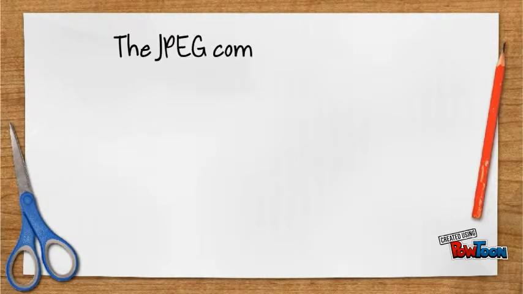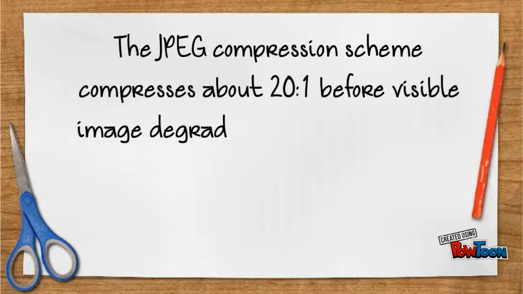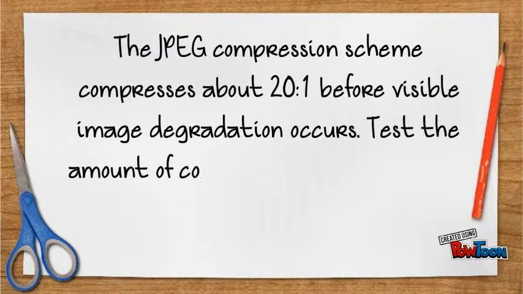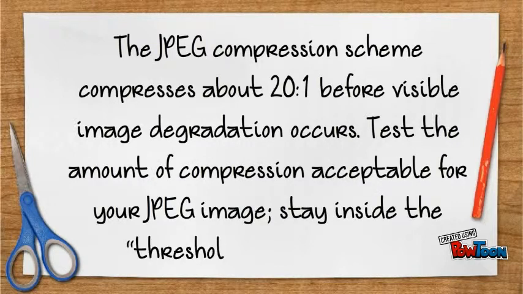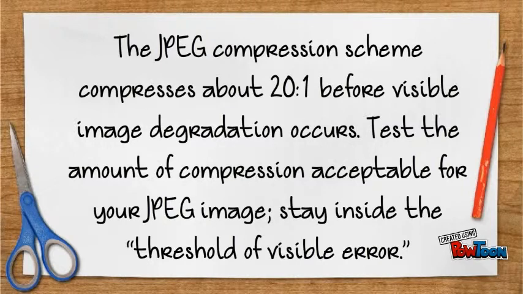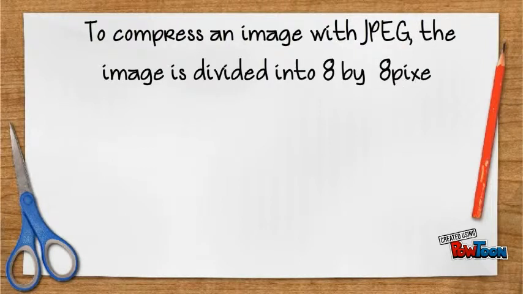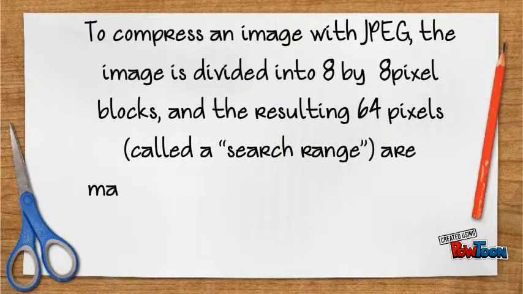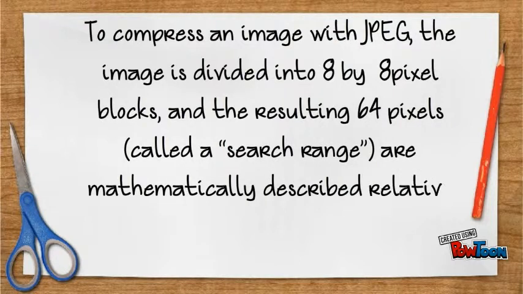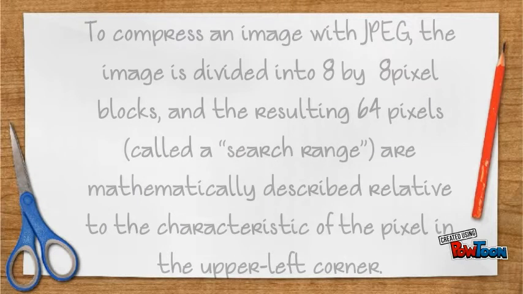The JPEG compression scheme compresses about 20:1 before visible image degradation occurs. Test the amount of compression acceptable for your JPEG image. Stay inside the threshold of visible error. To compress an image with JPEG, the image is divided into 8 by 8 pixel blocks, and the resulting 64 pixels, called a search range, are mathematically described relative to the characteristic of the pixel in the upper left corner.